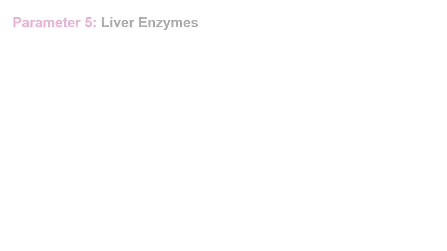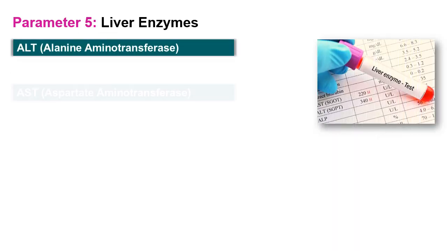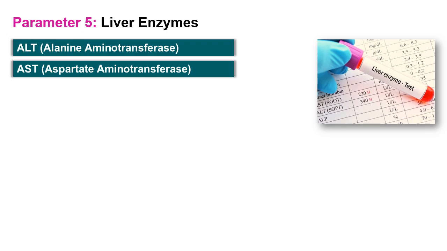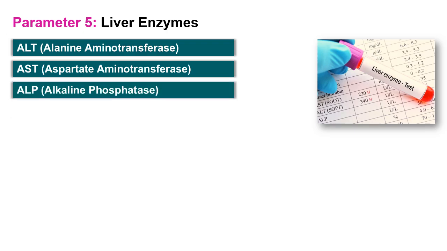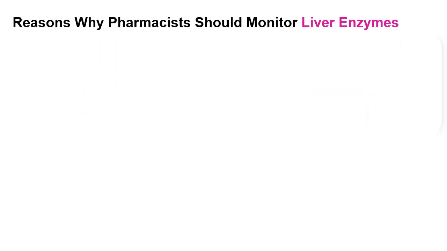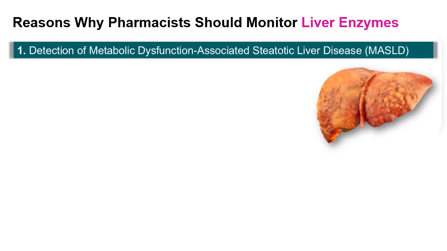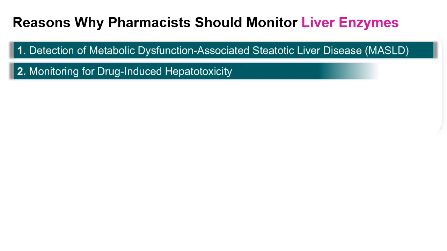And finally, let's talk about the 5th laboratory parameter, liver enzymes, including ALT, alanine aminotransferase, AST, aspartate aminotransferase, ALP, alkaline phosphatase, and GGT, gamma-glutamyl transferase. There are several reasons why pharmacists should remain vigilant about these enzymes in diabetic patients. 1. Detecting metabolic dysfunction-associated steatotic liver disease, formerly called non-alcoholic fatty liver disease. 2. Monitoring for drug-induced hepatotoxicity.